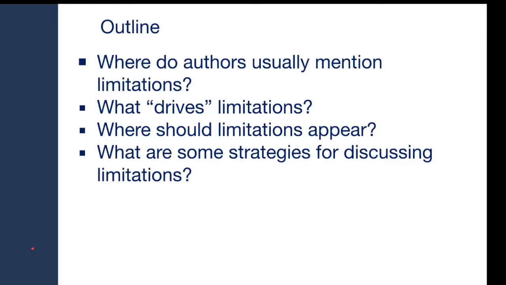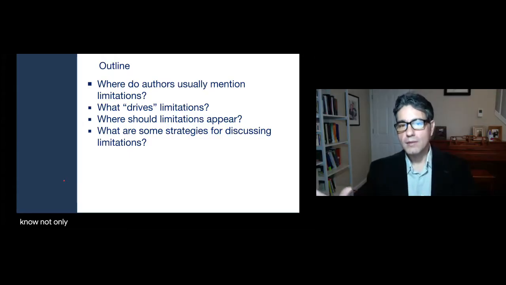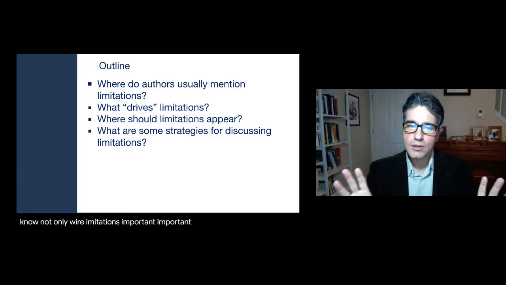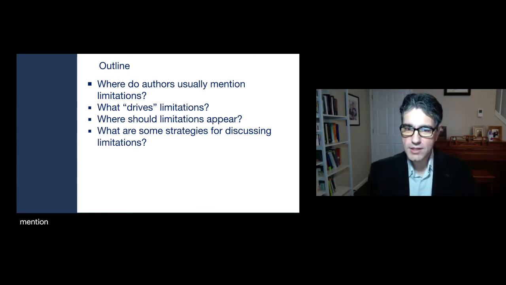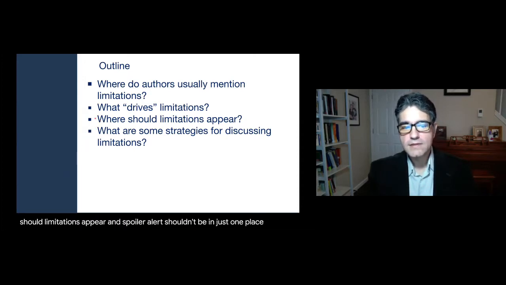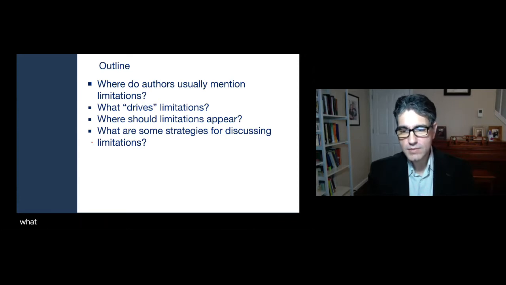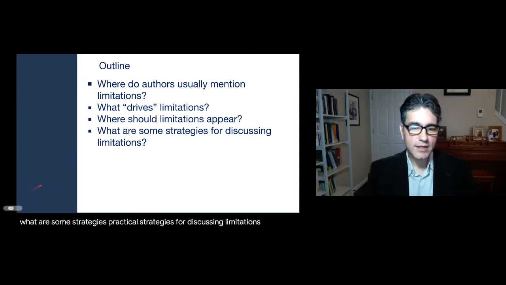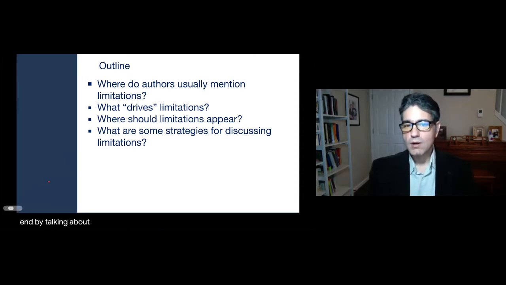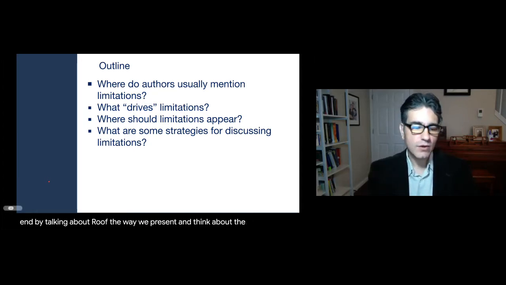Today, I want to talk about, not only why are limitations important, but where do authors usually mention limitations? What actually are the drivers? What drives limitations? Where should limitations appear? And spoiler alert, it shouldn't be in just one place. And what are some practical strategies for discussing limitations? And I'll end by talking about ways that we all can improve the way we present and think about the limitations of our own studies.